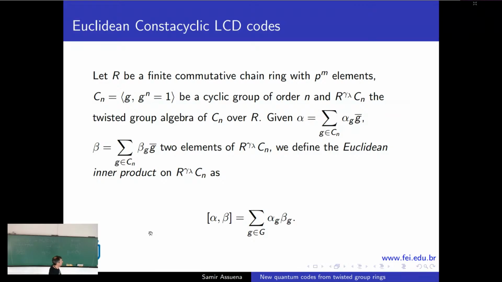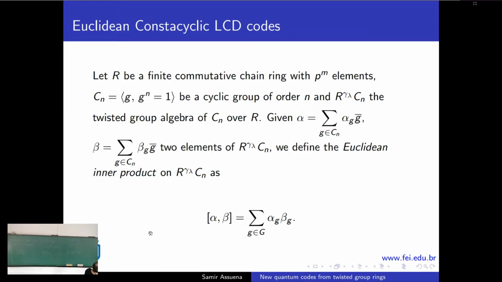We have seen the definition of Euclidean inner product here, and using the twisted group ring, this inner product is just defined as we multiply just coefficient component-wise, and take the sum. This is exactly the Euclidean inner product.